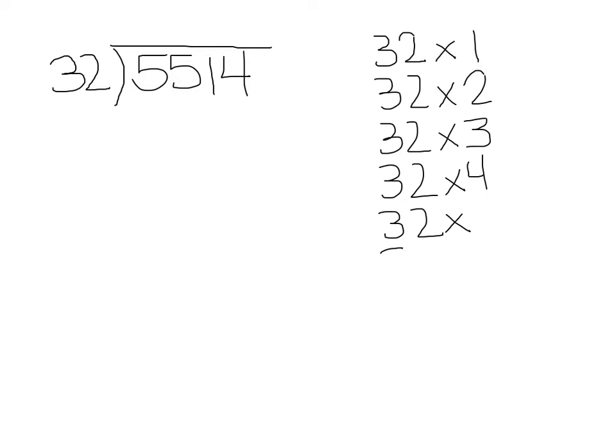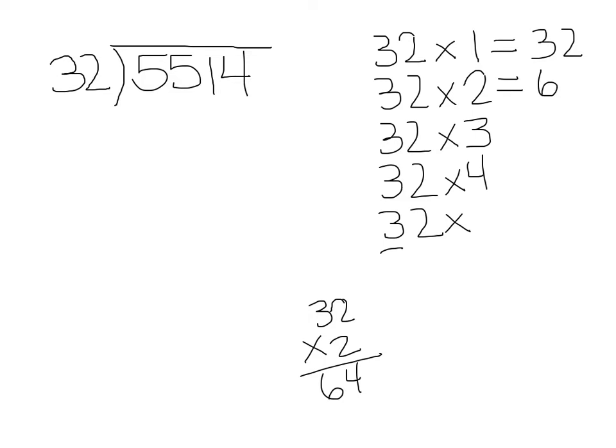So, for example, 32 times 1 is 32. 32 times 2, if you want to, you can do that on the side of your paper. Just write 32 times 2 and multiply it out, and you're going to get 64. Or what you can notice is that each multiple is just adding 32 to the previous number. So for example, 64 is going to be 32 plus 32.